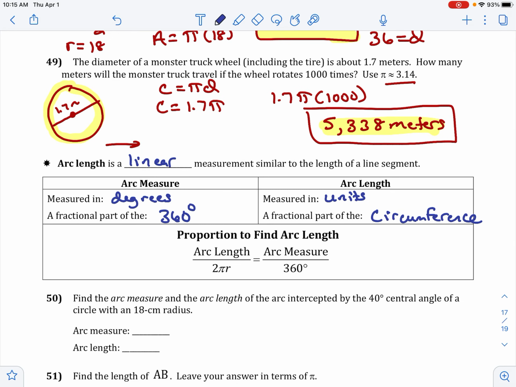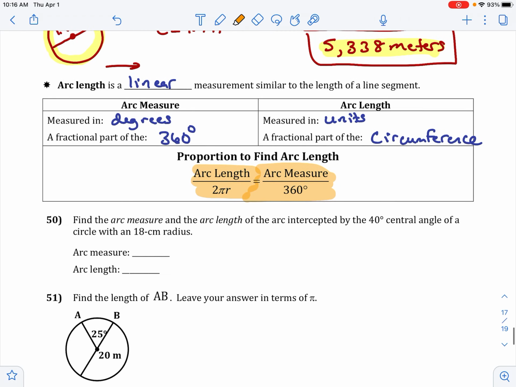All right, so we have a little proportion formula that we use to find arc length. If we take a look at this formula, we have arc length over the circumference, which is 2 pi r, or you could use pi d, is equal to arc measure over 360. Okay, so they're a direct proportion. The length of the circle's arc out of the circle's circumference is the same as the arc measure out of 360. Hopefully that makes sense.